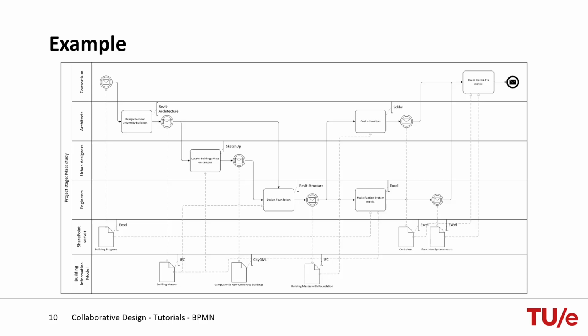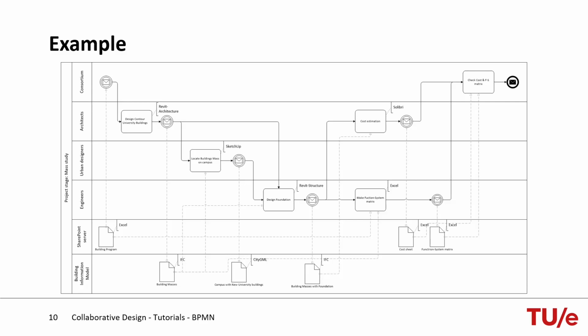Now the other 2 companies can start working. First of all, the urban designers, and secondly the engineers. The urban designers will perform the second part of the design, namely, to locate the building mass on the campus. And the engineers will design and engineer the foundation. Therefore, they will use the building mass from the BIM server as input for their activity. The urban designers will use SketchUp, whereas the engineers will use Revit structure for this. Once the urban designers and engineers have done their job, the process continues.